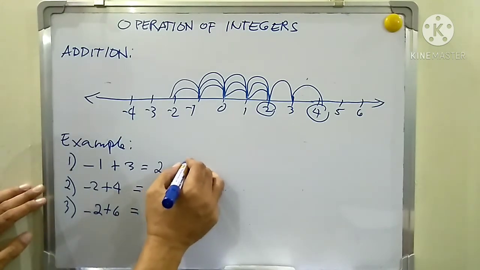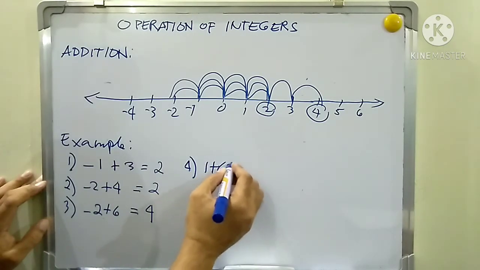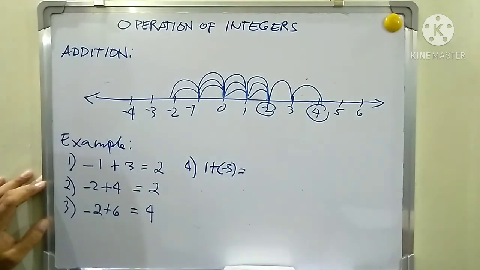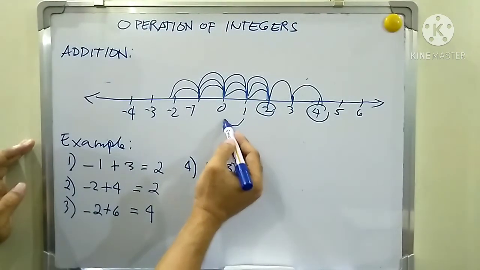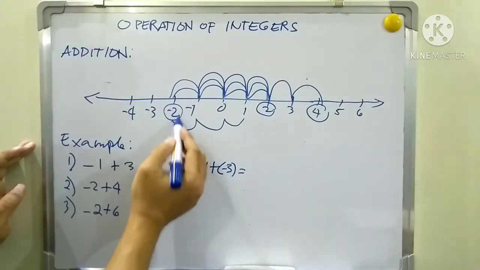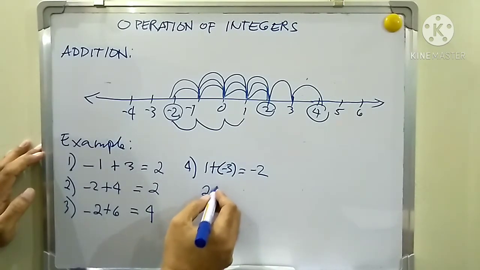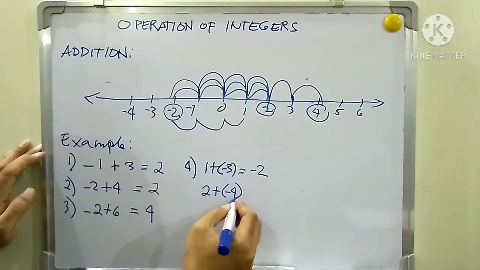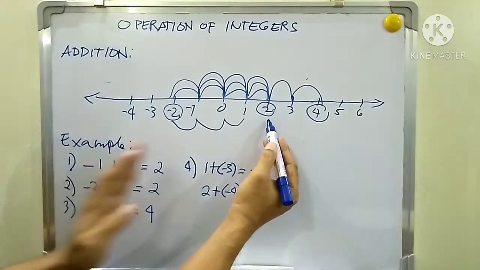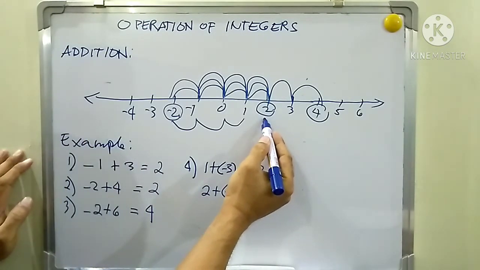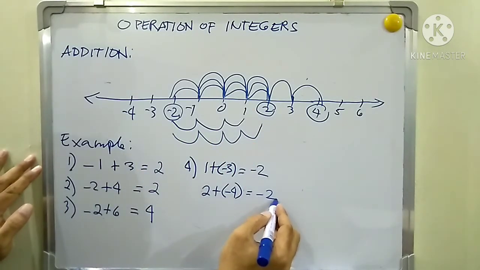Let's have another example, number 4. 1 plus -3. We start at 1 and we count 3 units to the left. 1, 2, 3. The answer is -2. Another example, +2 plus -4. We start at +2 and we count 4 units to the left. We say 1, 2, 3, 4, and the answer is -2.